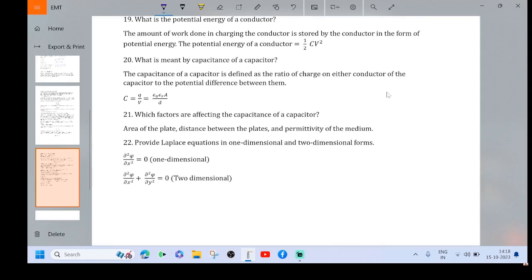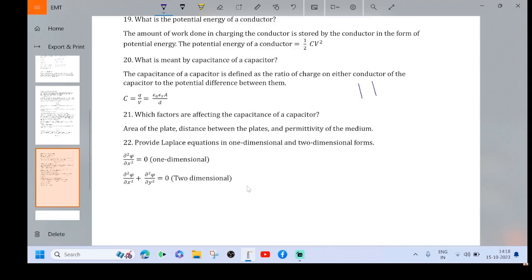What is meant by capacitance of a capacitor? The capacitance of a capacitor is defined as the ratio of charge on either conductor of the capacitor to the potential difference between them. For a parallel plate capacitor, C equals Q divided by V, that is equal to epsilon naught epsilon r A divided by d. Which factors are affecting the capacitance of a capacitor? Area of the plate, distance between the plates, and the permittivity of the medium are the affecting factors. See this formula: epsilon naught epsilon r A divided by d. This d is the distance of separation, A is the area, then the permittivity of the medium.